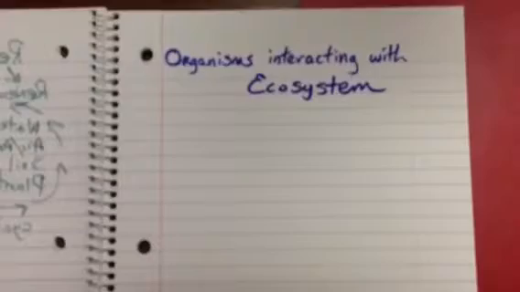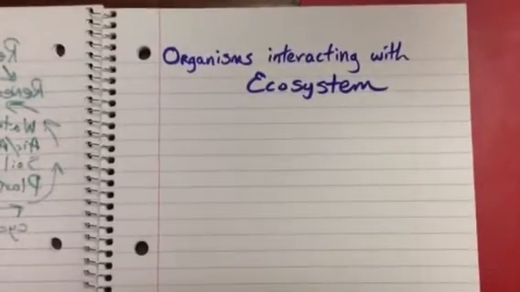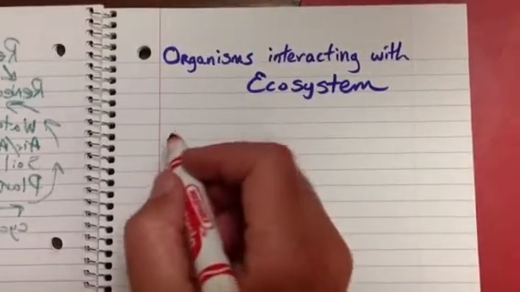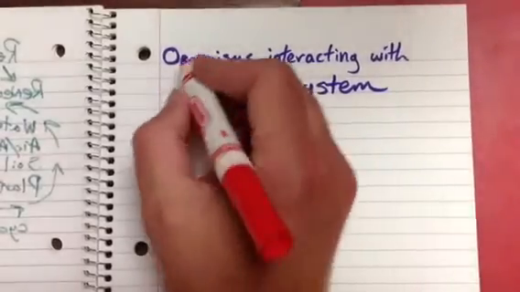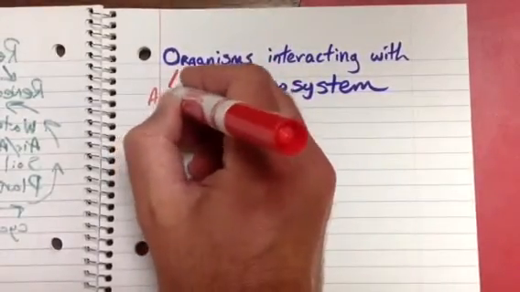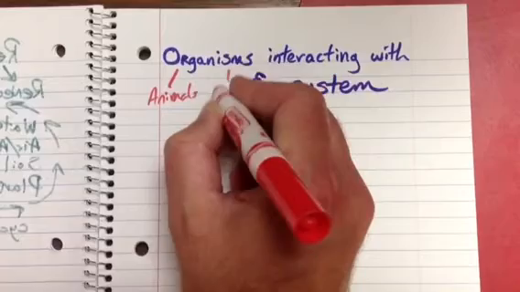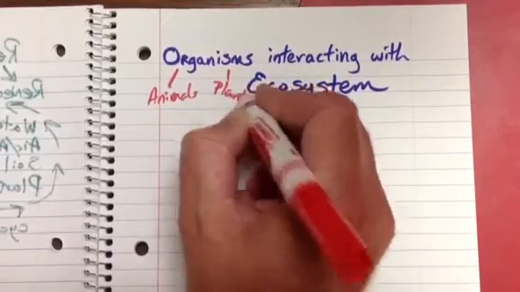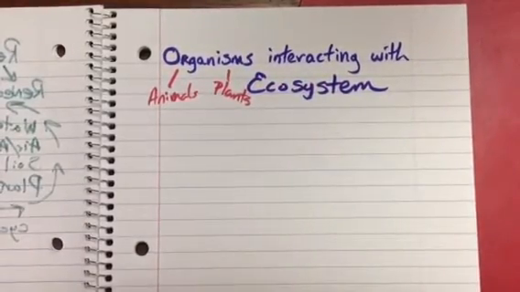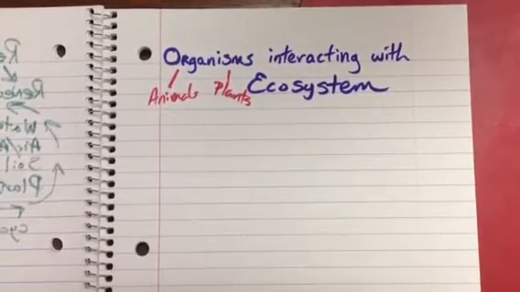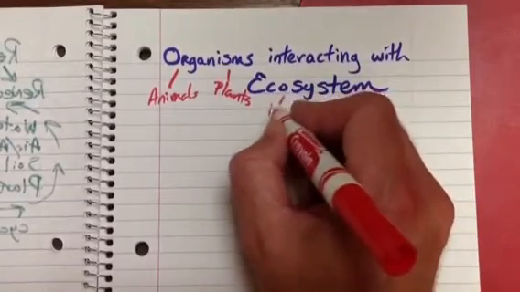Organisms interacting with the ecosystem. There's a few different ways organisms can interact. Remember, organisms means both animals and plants, so we need to look at both kinds. They interact with the ecosystem. The ecosystem is just the area in which they live. Their environment is the system of the non-living and the living working together.